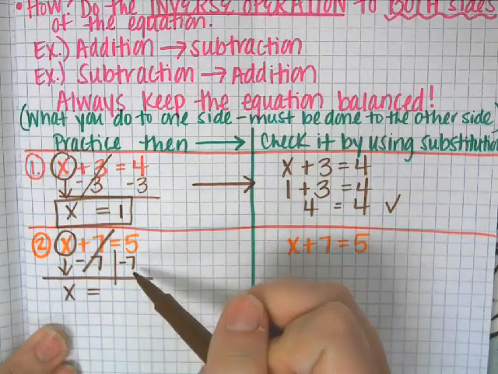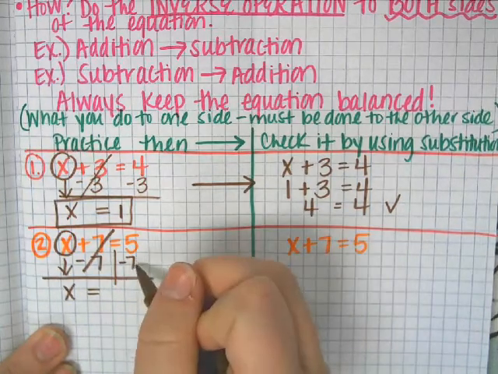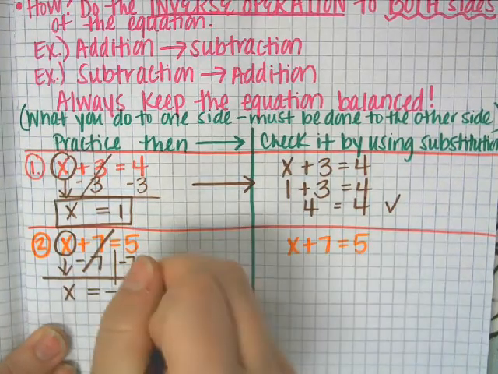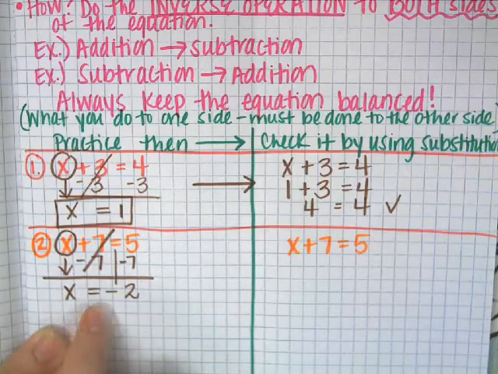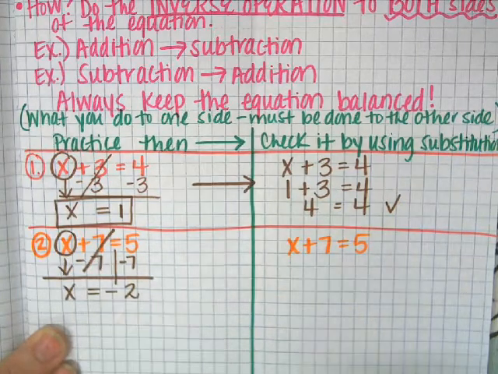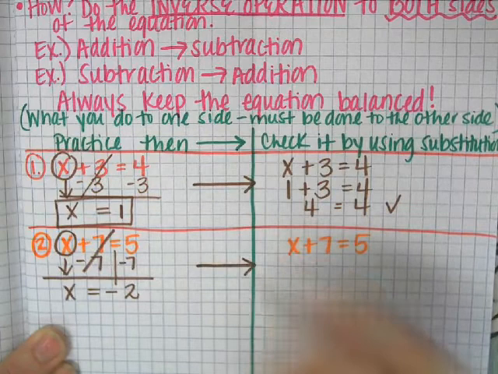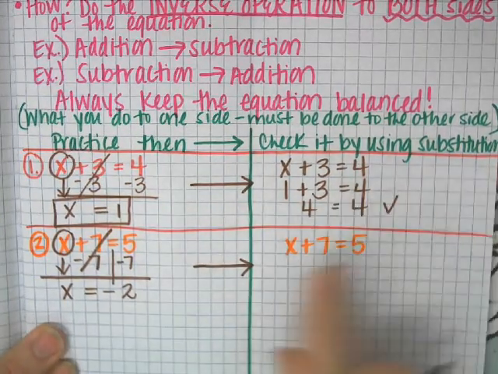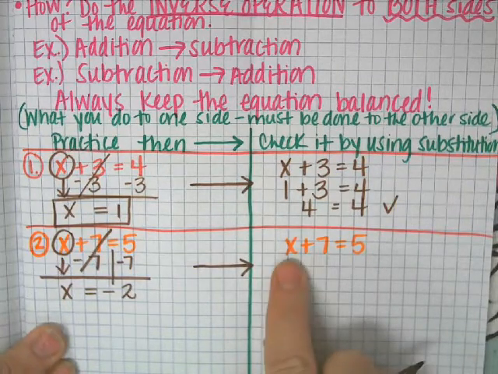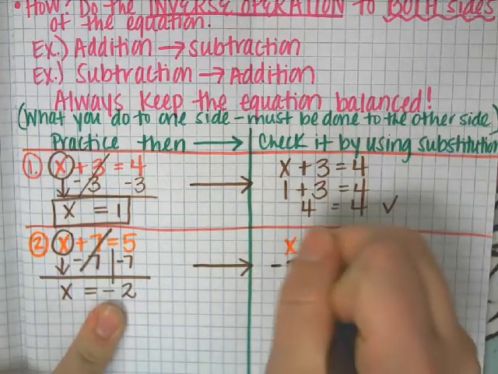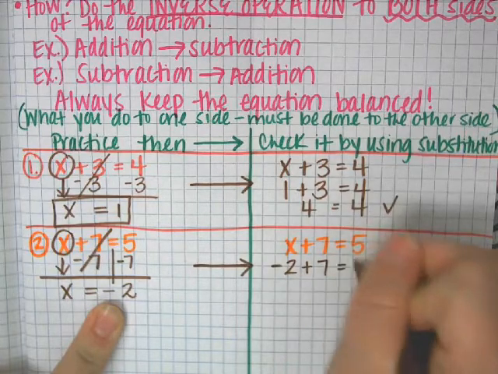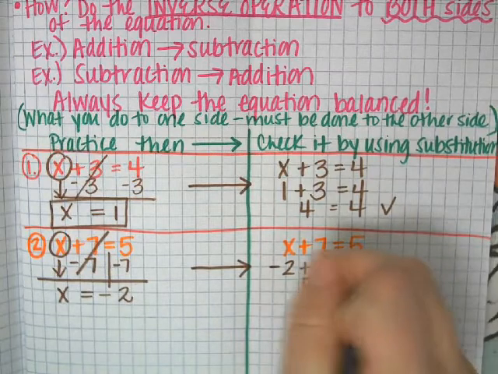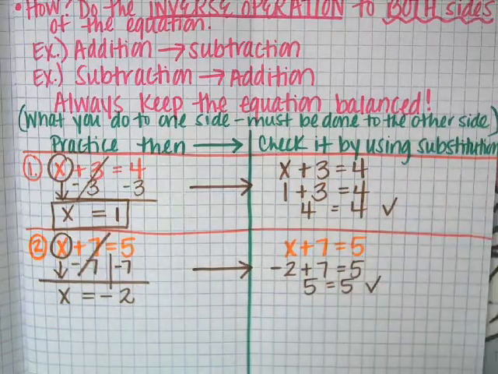I have more, so I'm going to say my number is definitely a negative. 7 minus 5 gives me 2, so I think my answer is x equals negative 2. I'm going to check that over to the right by plugging in my solution. Where I have x plus 7 equals 5, I'm going to take my solution negative 2. Negative 2 plus 7, does that equal 5? Well, negative 2 plus 7 is 5, so 5 does equal 5, so I am correct.